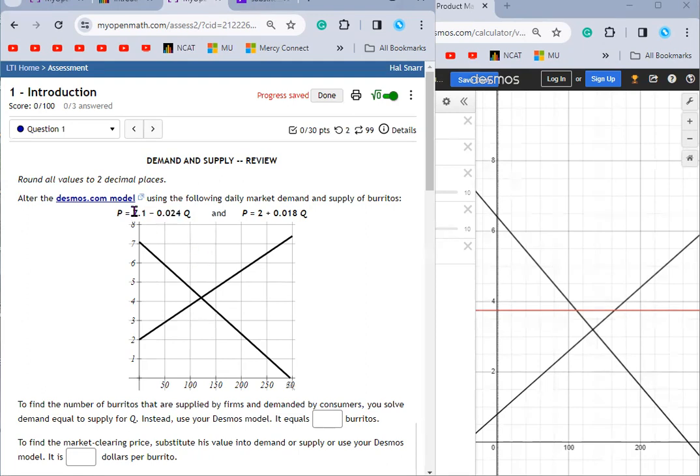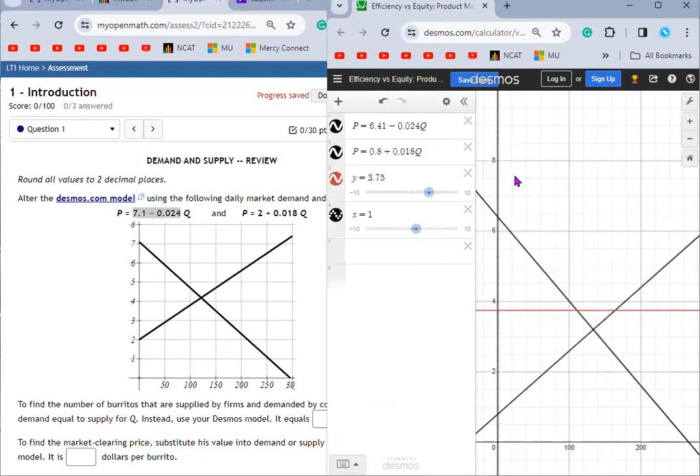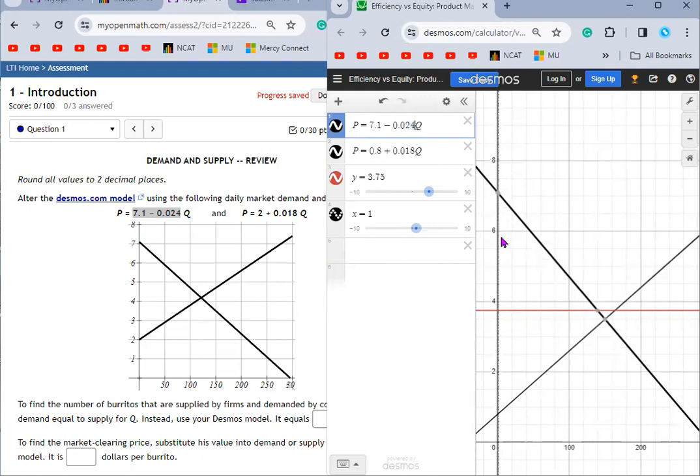So what I'm going to do is copy this part of the demand curve and paste it right here. And that alters my downward sloping demand curve. Okay. Then I want to do the same thing for the supply curve.